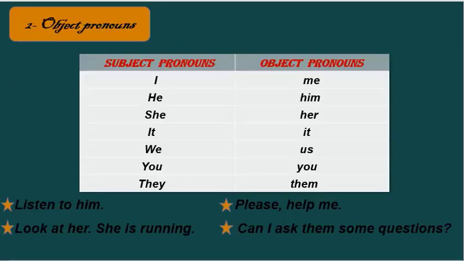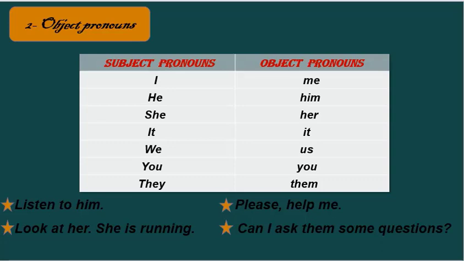We have here the object pronouns. We all know the subject pronouns I, he, she, it, we, you, they. We have some object pronouns. From I, it will be me. He will be him. She will be her. It, it. We will be us. You, you. They will be them. Look at the examples.